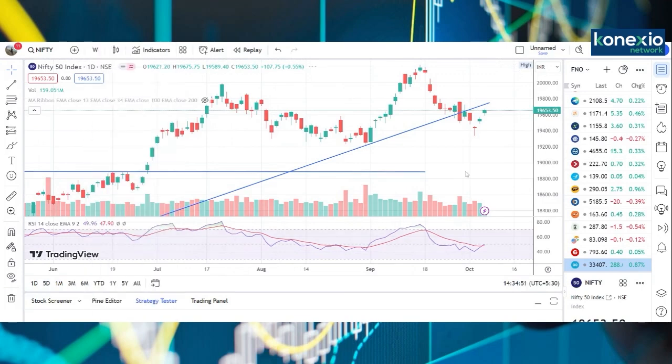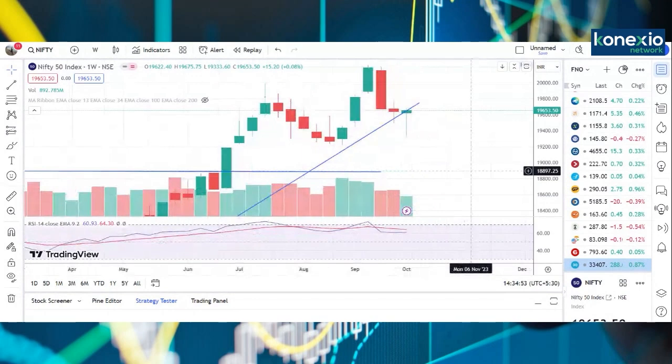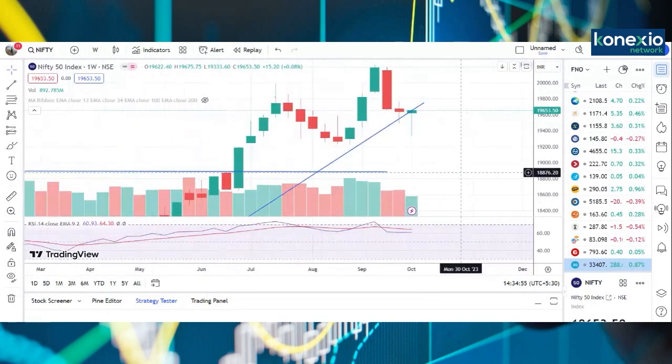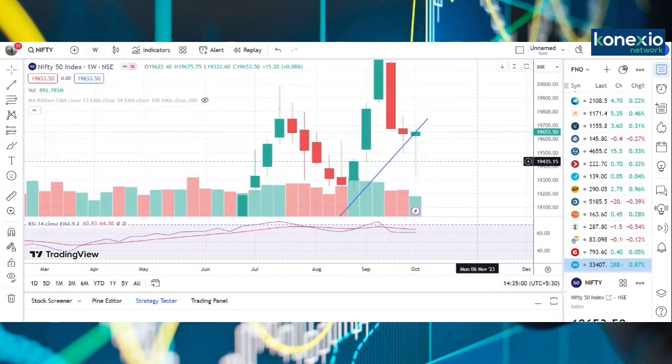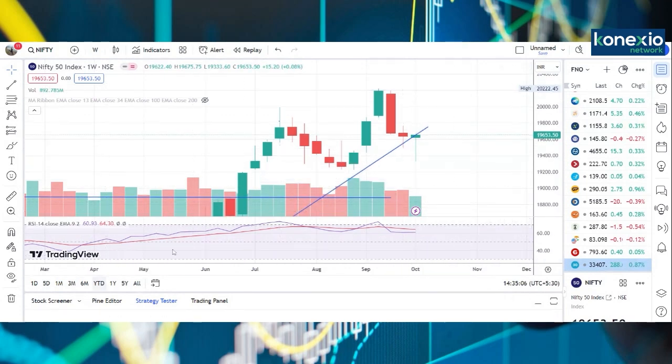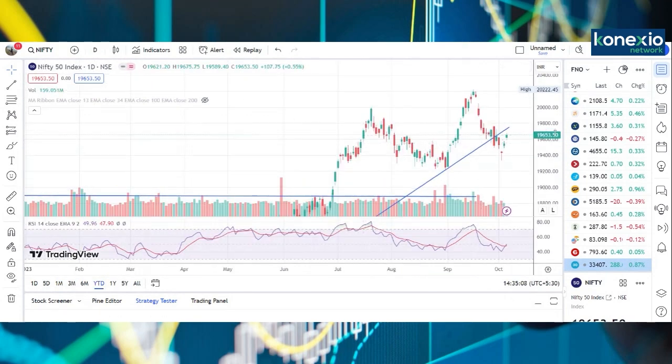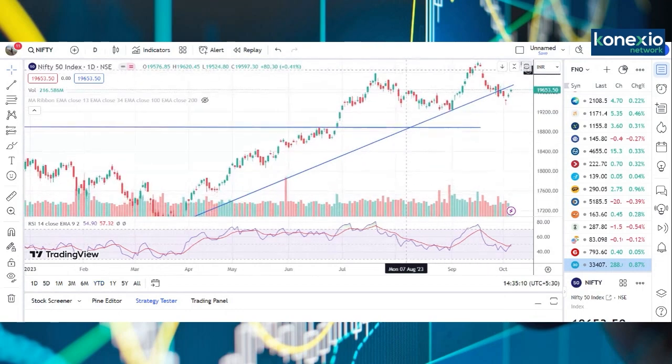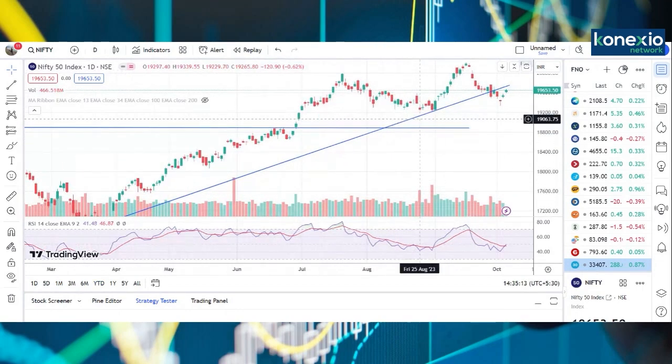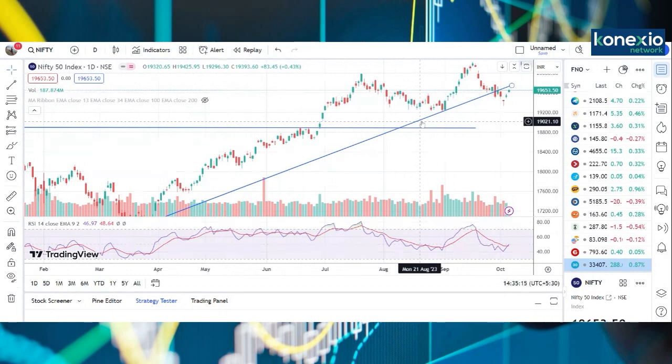Now let me go to the weekly charts of the Nifty, so that we can have a clear view. You can see the Nifty weekly chart has formed a long-legged doji from the oversold region. You can clearly see a long-legged doji, which clearly signifies support coming in at the lower levels. Now this is what we have seen in the Nifty charts.